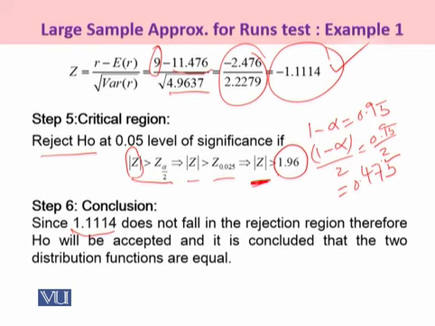Since 1.1114 does not fall in the critical region, therefore our H0 will be accepted and we can conclude that the two distribution functions are identical.